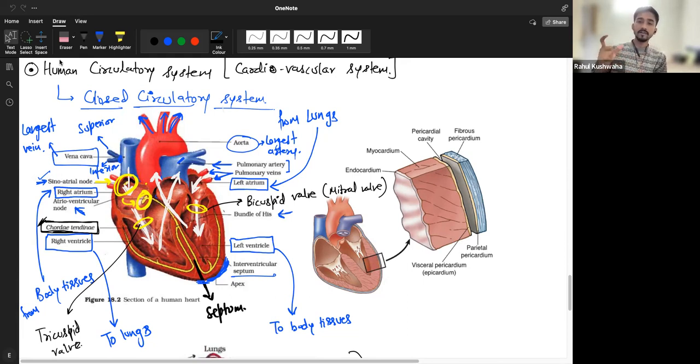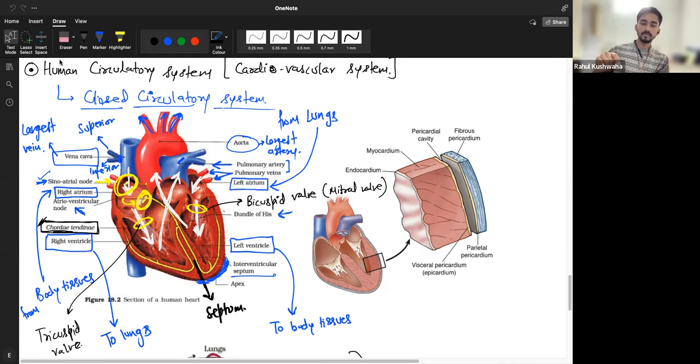Due to which our left lung is always smaller than the right lung, to accommodate the heart, which is bulging towards the left. Even between the ventricles, if they ask you which has the thickest wall, it's the left ventricle, and which produces the highest pressure, it's the left ventricle, because the left ventricle has to pump blood from the heart to every tissue of the body.